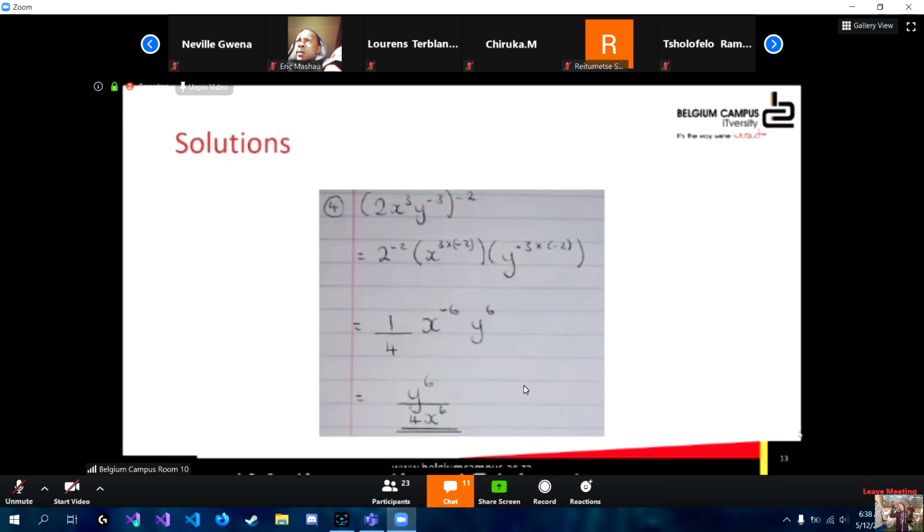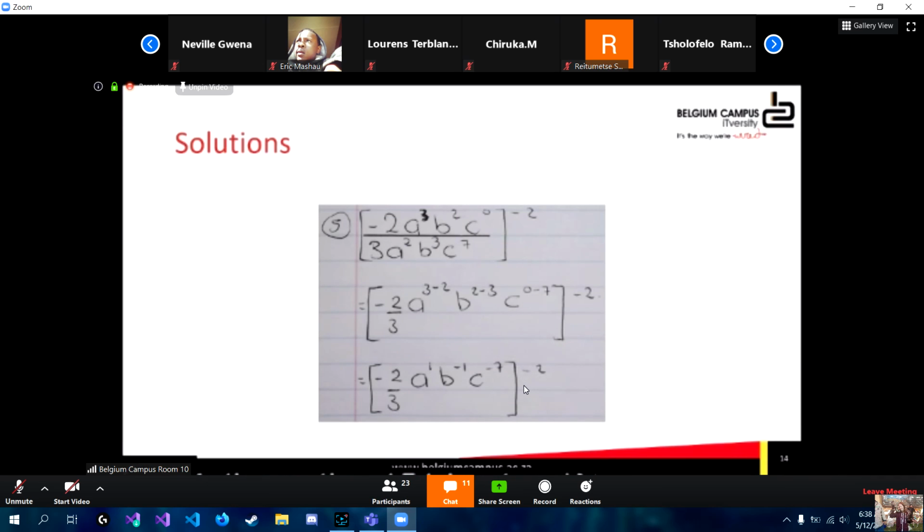Right, let's verify. Right, we first deal with what is inside the bracket. So for a, our base of a, we have a to the power of 3 dividing a squared. So a, 3 minus 2, that becomes a. We do the same for b. B to the power of 2 minus 3, because it's division, it means we find the difference of our powers. Then for c, it is 0 minus 7. Overall, there is minus 7.